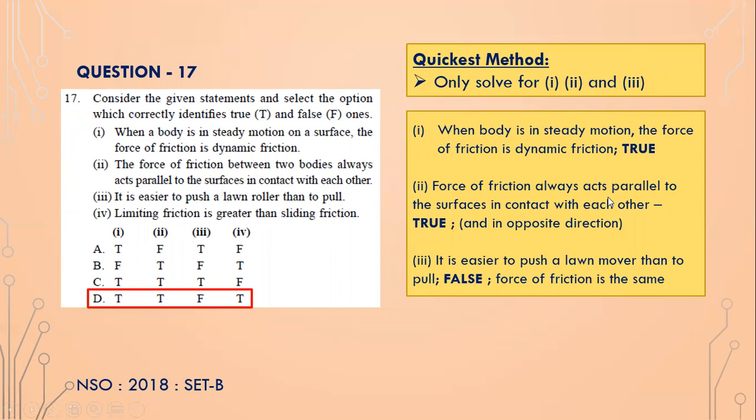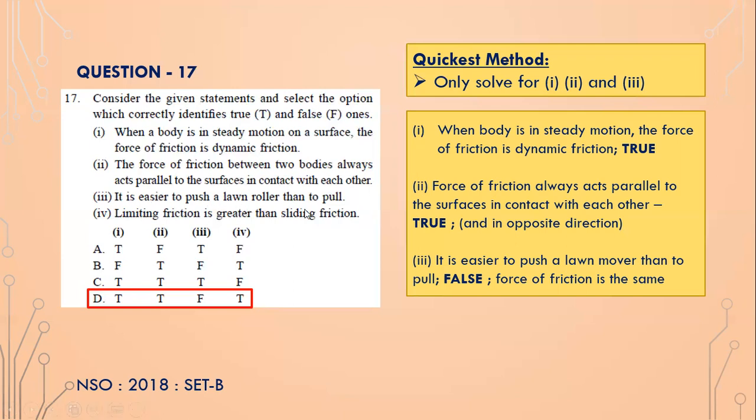If you are pulling the body, the force of friction will be opposite to the pulling force, but it will be parallel to the surface. Similar to sliding a box, isn't it? If you slide a box, the pulling force will be exactly opposite to the frictional force, and vice versa.